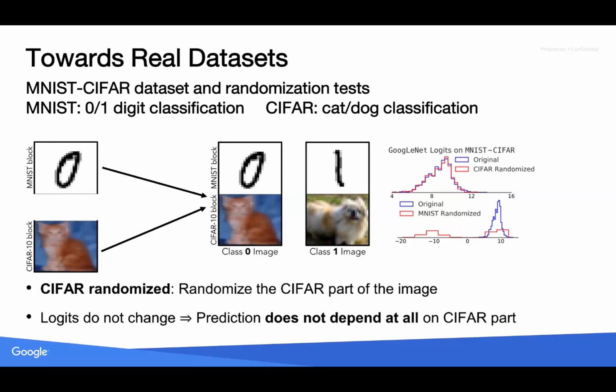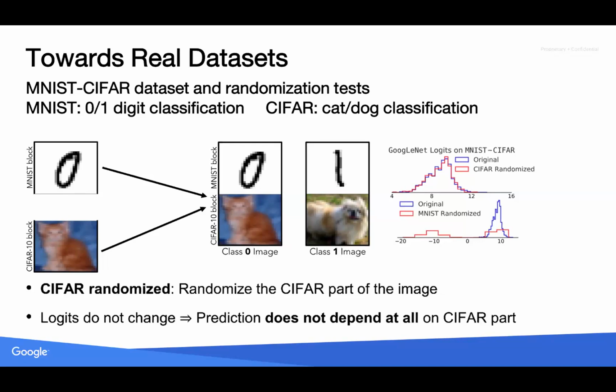The class 0 image of this new data set is obtained by concatenation of MNIST 0 and CIFAR cat, and a class 1 image of this new data set is obtained by concatenating MNIST 1 and CIFAR dog. Okay? So if you want to classify between these two classes, we can see either only the MNIST part or the CIFAR part and still correctly be able to make the classification.